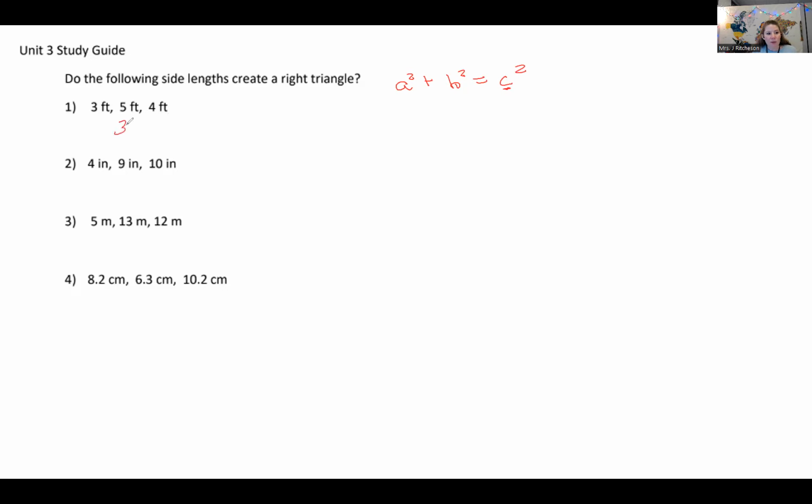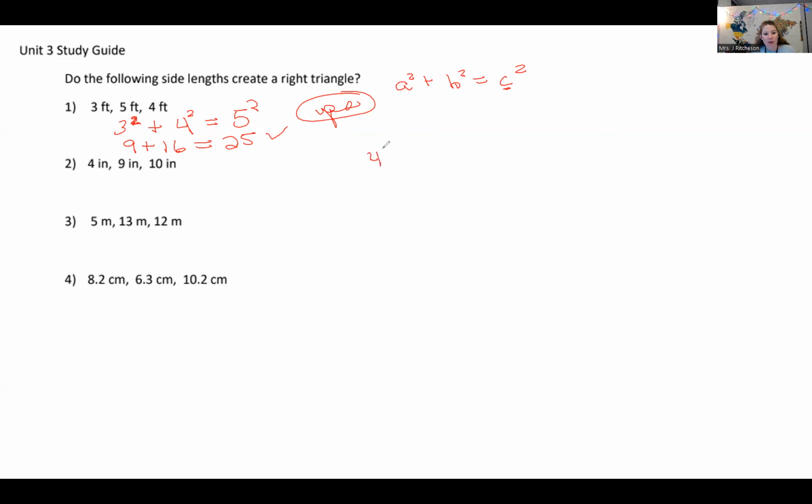So number one, we would plug in 3 and 4 for the side lengths, the legs. The biggest number must be letter C. Well, when we square 3 and we square 4 and we square 5, we see that we have a true statement. So number one is yes, it would make a right triangle. Oh, it's supposed to say yes. All right, what about the second one?